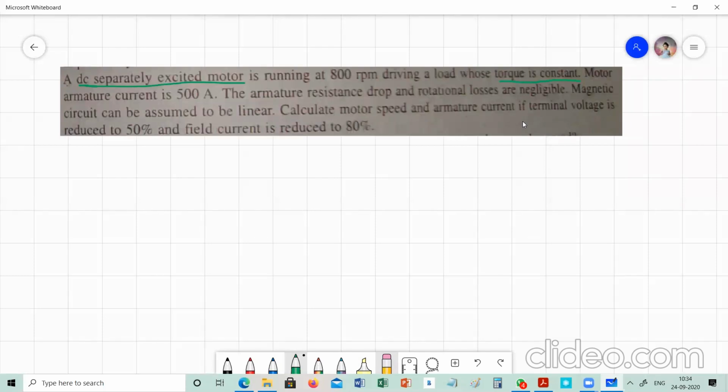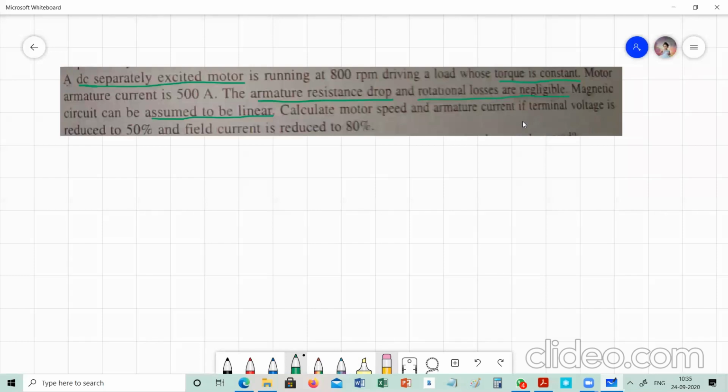Pay attention to this sentence. Armature resistance drop means IARA drop, and rotational losses like frictional loss or windage loss are negligible. Magnetic circuit can be assumed to be linear. That means phi is proportional to current. Also, if the number of turns are changed, then flux will change.